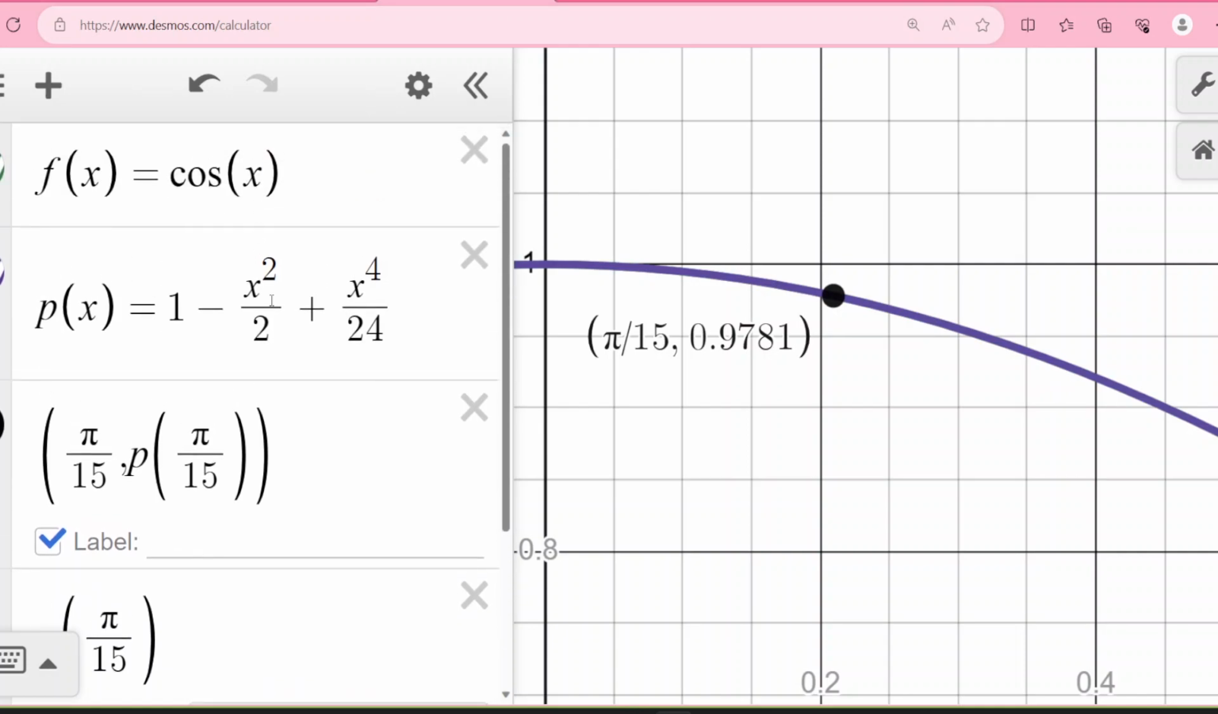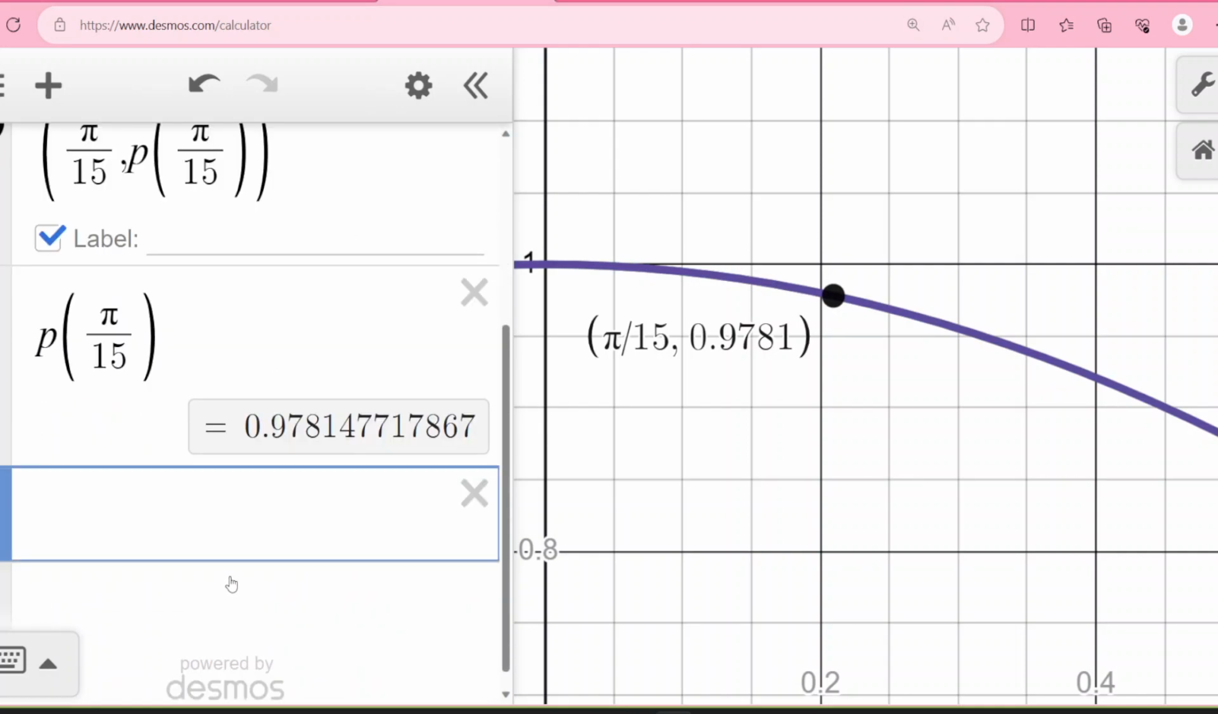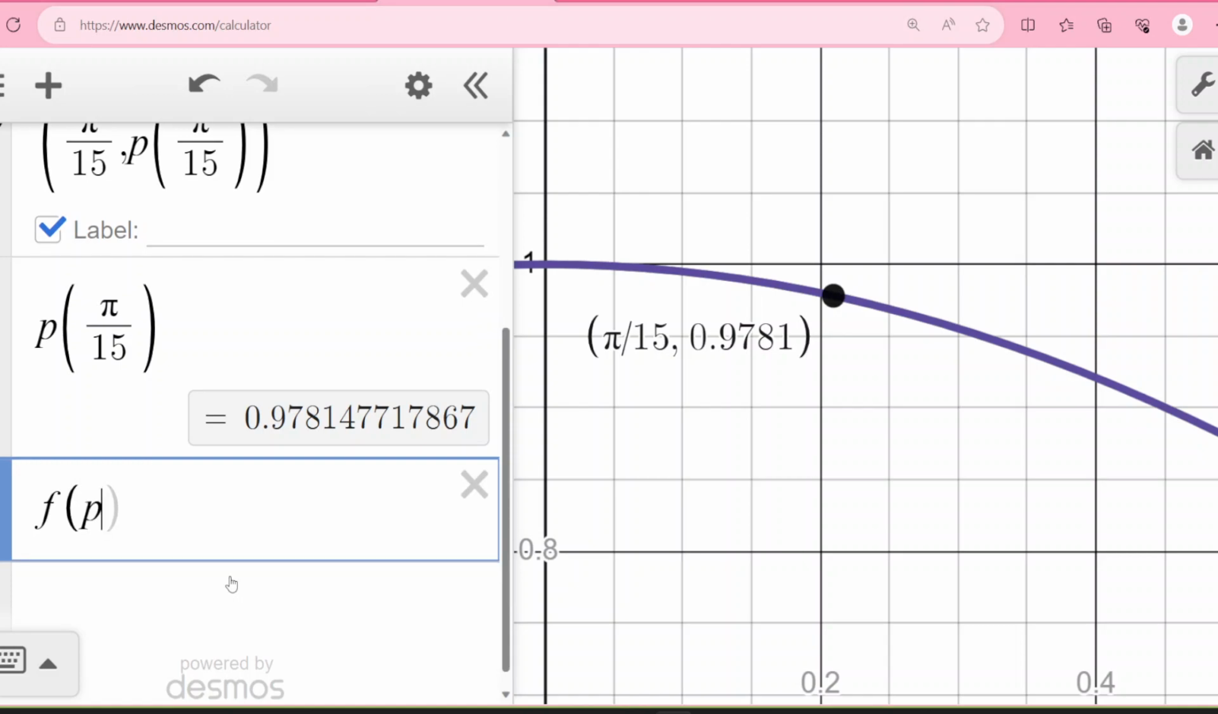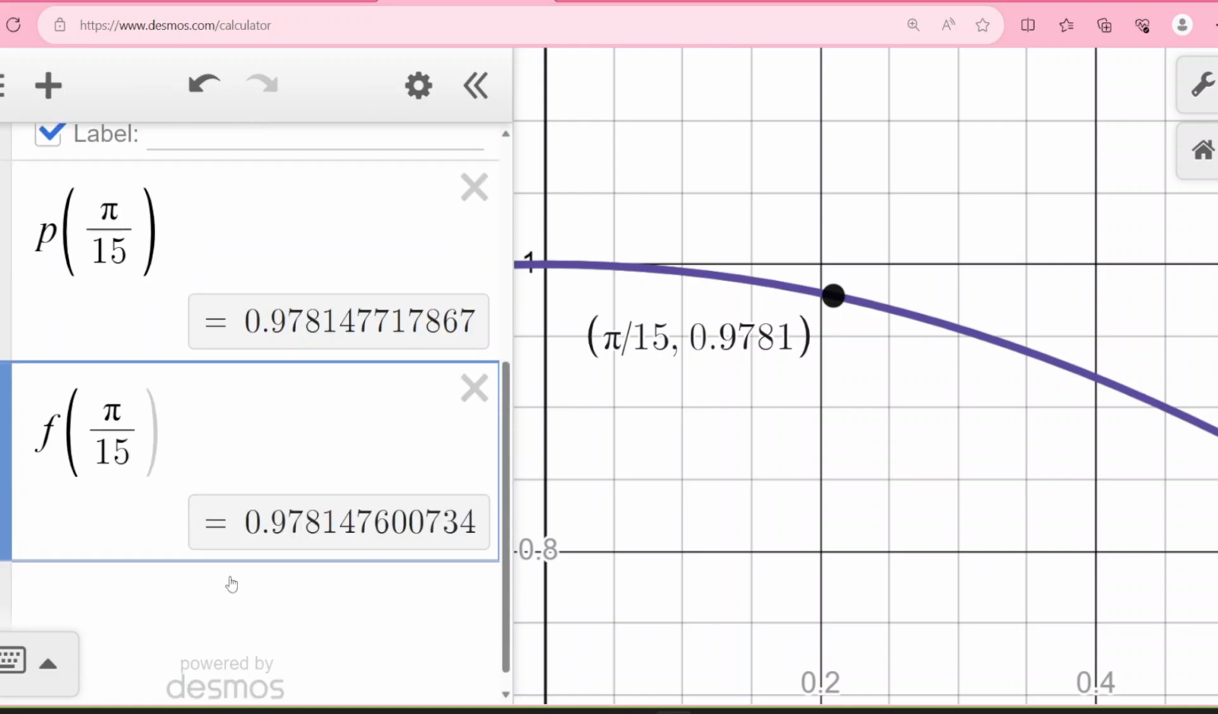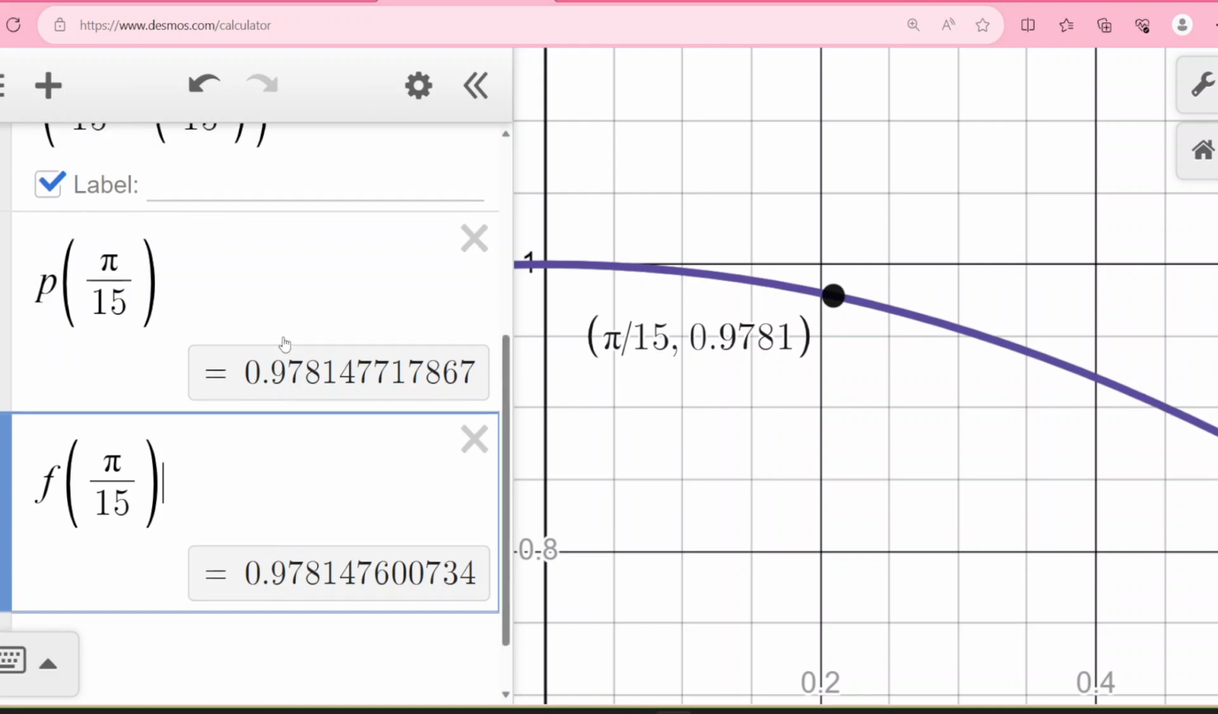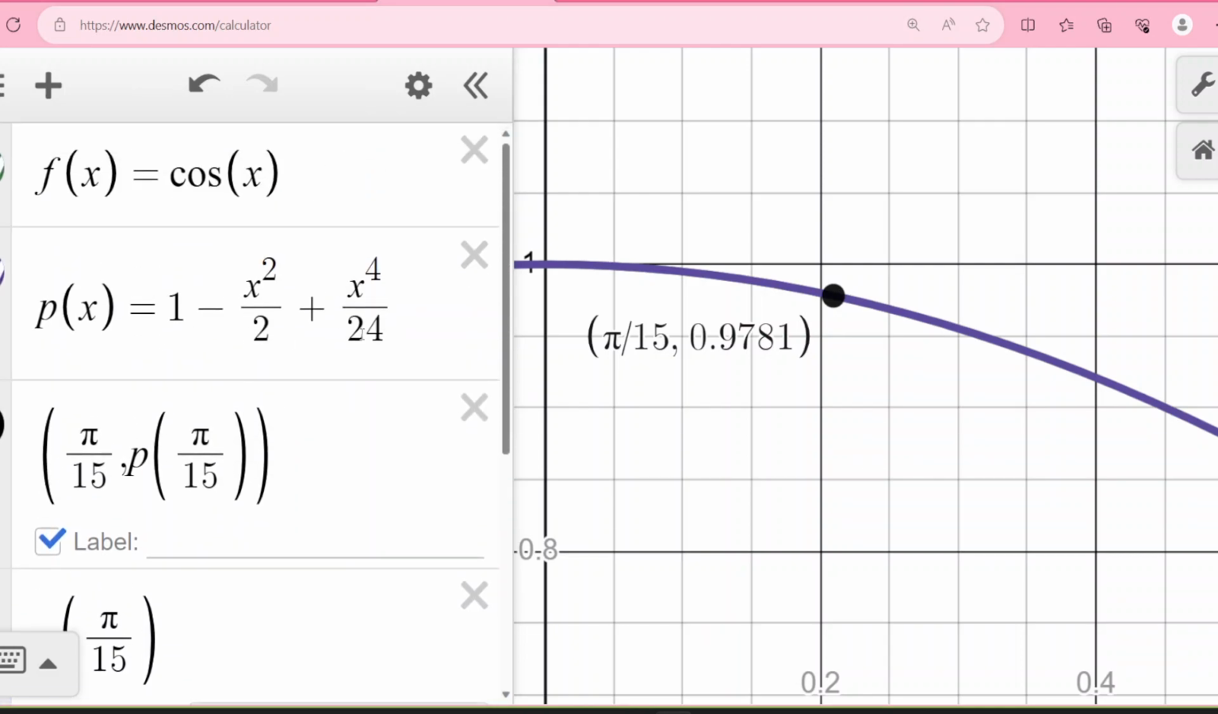Now I'm actually curious, what is f of pi over 15, the cosine of pi over 15? And you see, this is the actual value, and it's pretty darn close: 0.978147, and then it misses in the 7th decimal place, but it's good to 6 decimal places. So this polynomial is actually quite accurate.